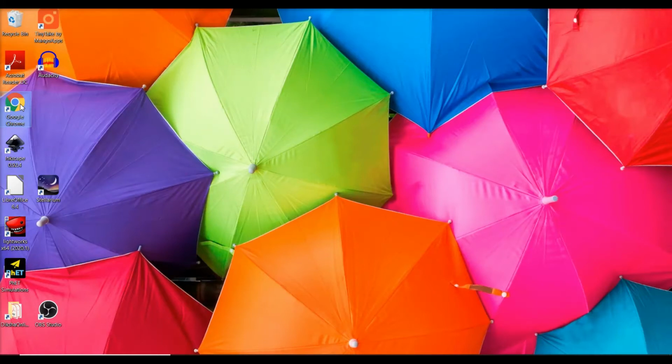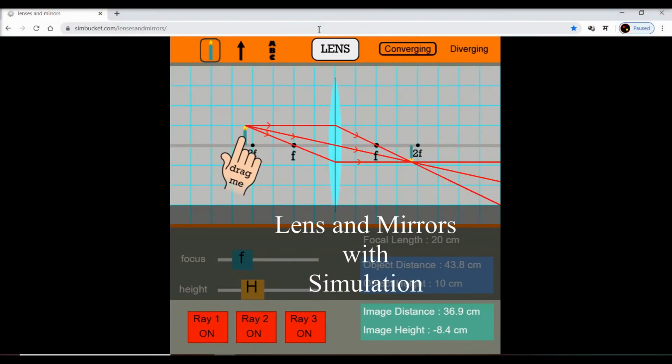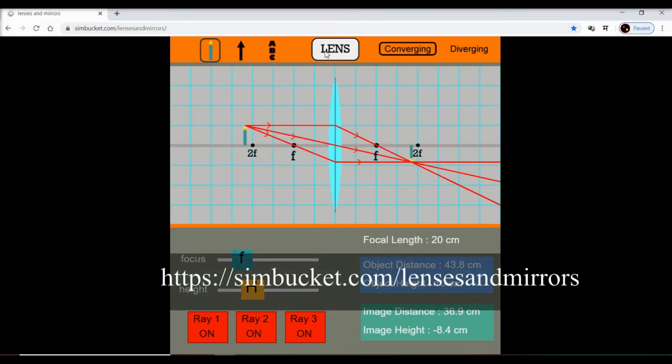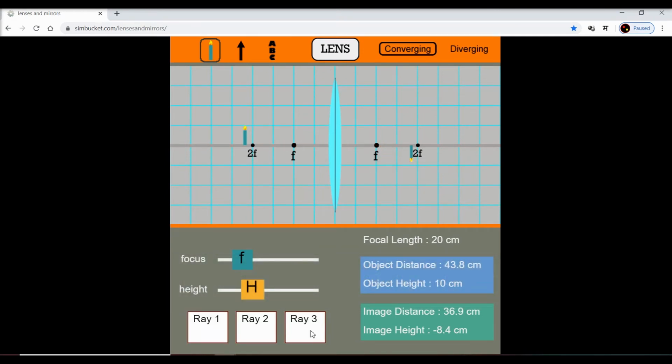Hello friends, let me show you how to use simulation related to lenses and mirrors. You have to use this simulation in your browser. We will use the mouse for all the controls.